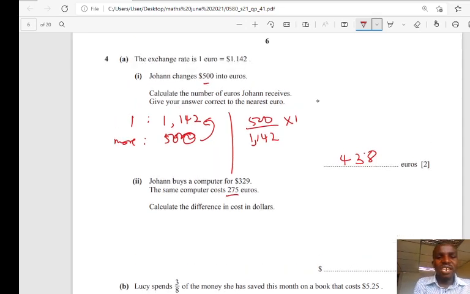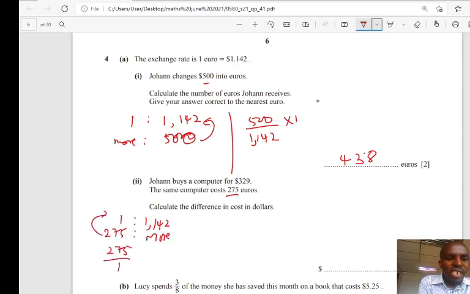Let's convert 275 euros to dollars. Proportion: €1 is to $1.142. What about 275 euros? Obviously it's more. So you say this over this times that one. 275 over 1 times 1.142 is the same as 275 times 1.142, which is 314.